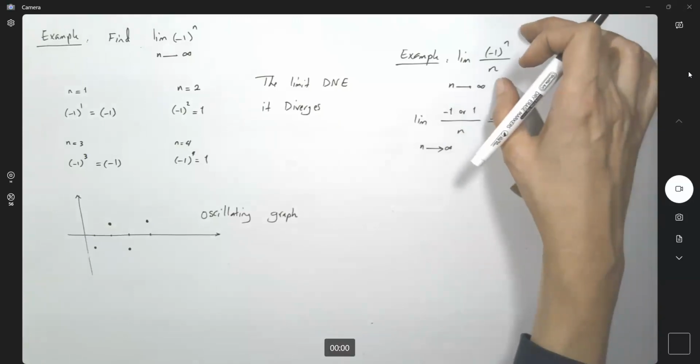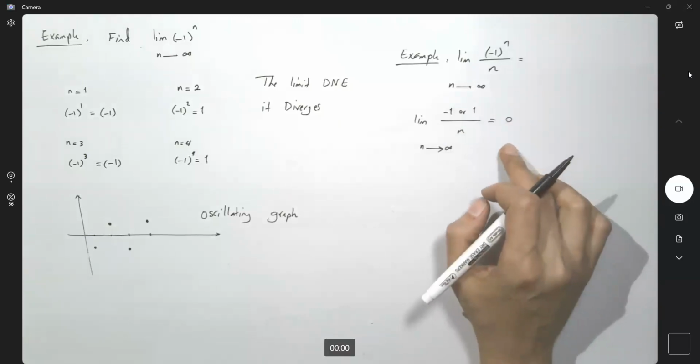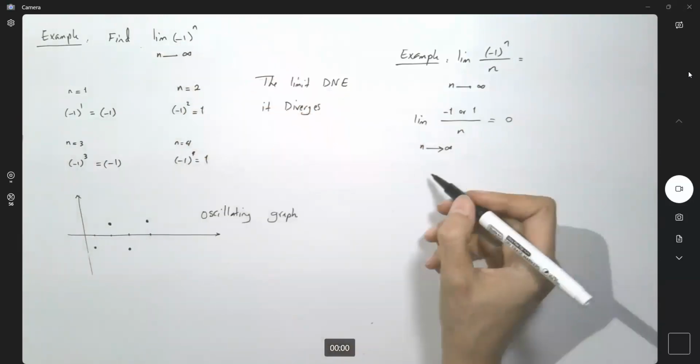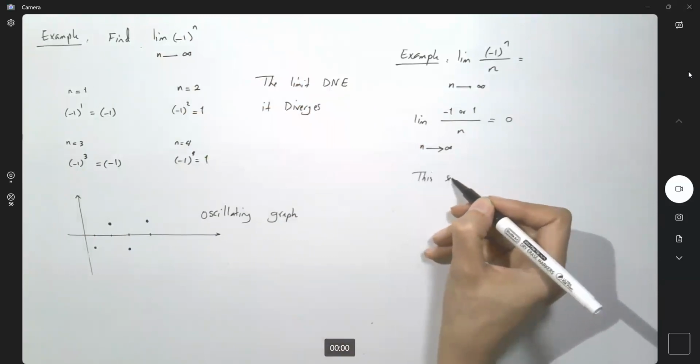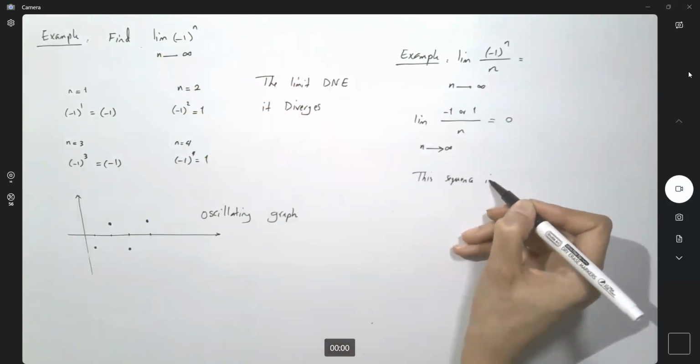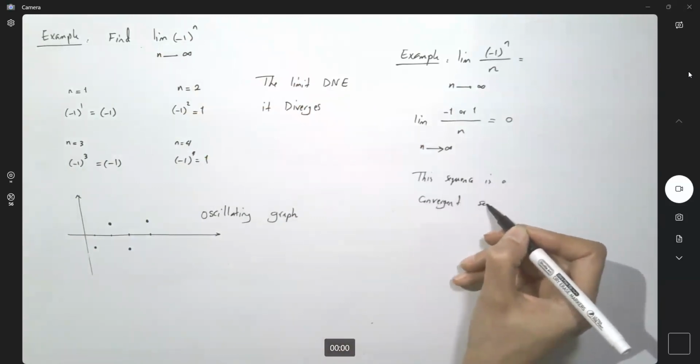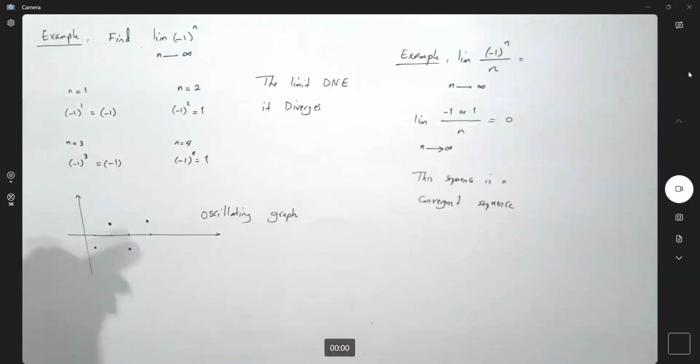So this sequence converges to 0, but this sequence, (-1)^n, diverges. This is a convergent sequence.